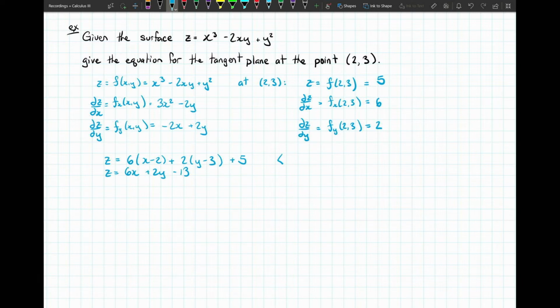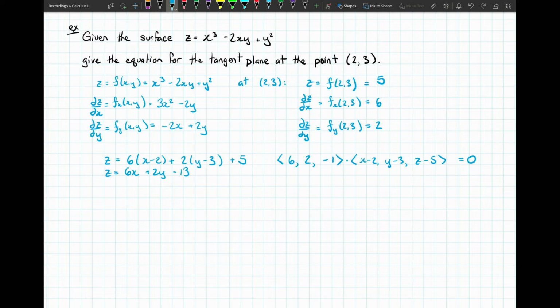Alternatively, if we want to use vector form, then our normal vector is going to be f partial x, or just del z by del x, which is 6. And then we have f partial y, or del z by del y, which is 2. And the z component of our normal vector is always minus 1 for a function. Then we take the dot product of x minus x naught, y minus y naught, and z minus z naught. That dot product is equal to 0. And there's our vector form.